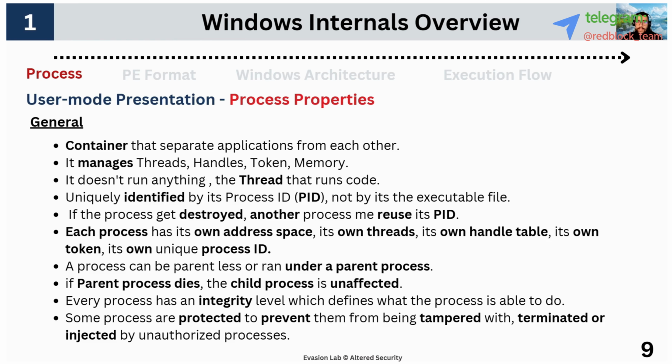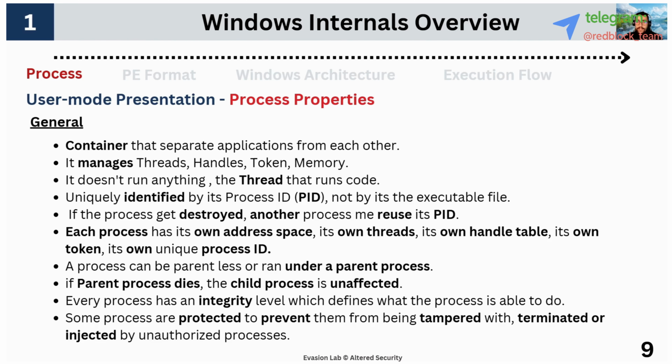A process itself doesn't run any code. Instead, threads within the process execute the code. A process can have one or more threads running concurrently, sharing the same resources but executing independently. Every process is uniquely identified by a process ID, a PID, and not by its executable file, because we can see multiple processes that are using the same file image, like launching 5 CMD processes.